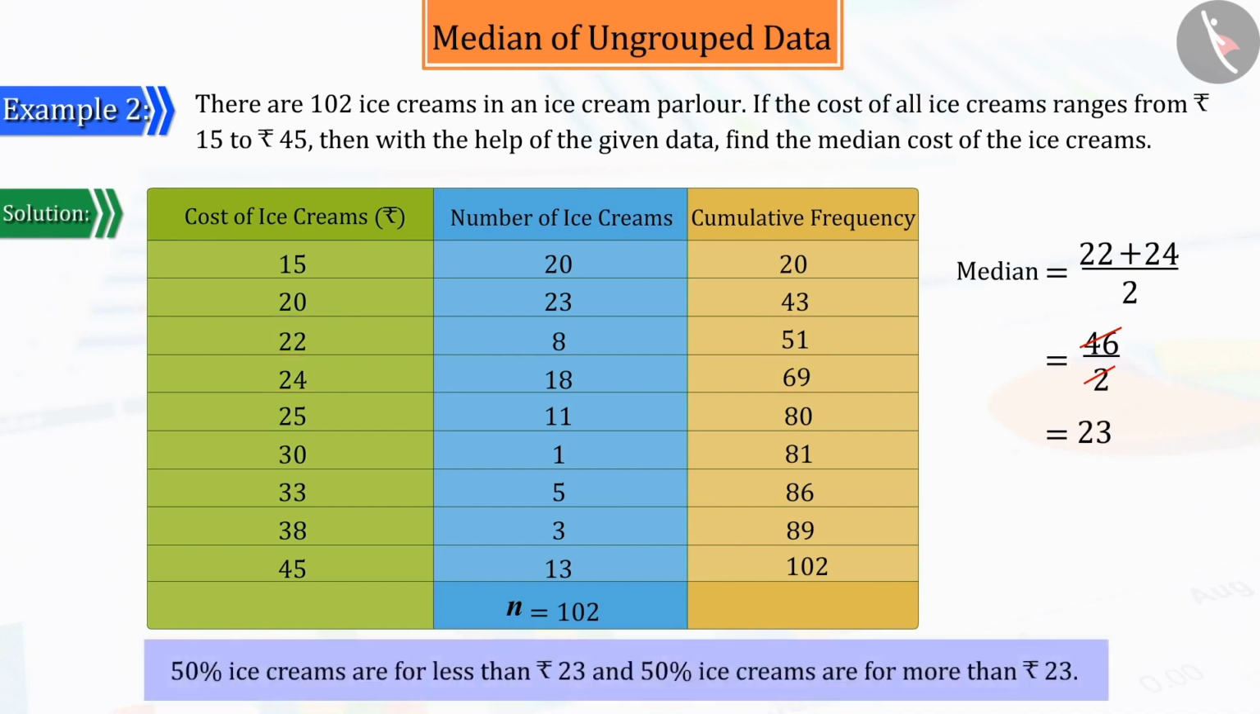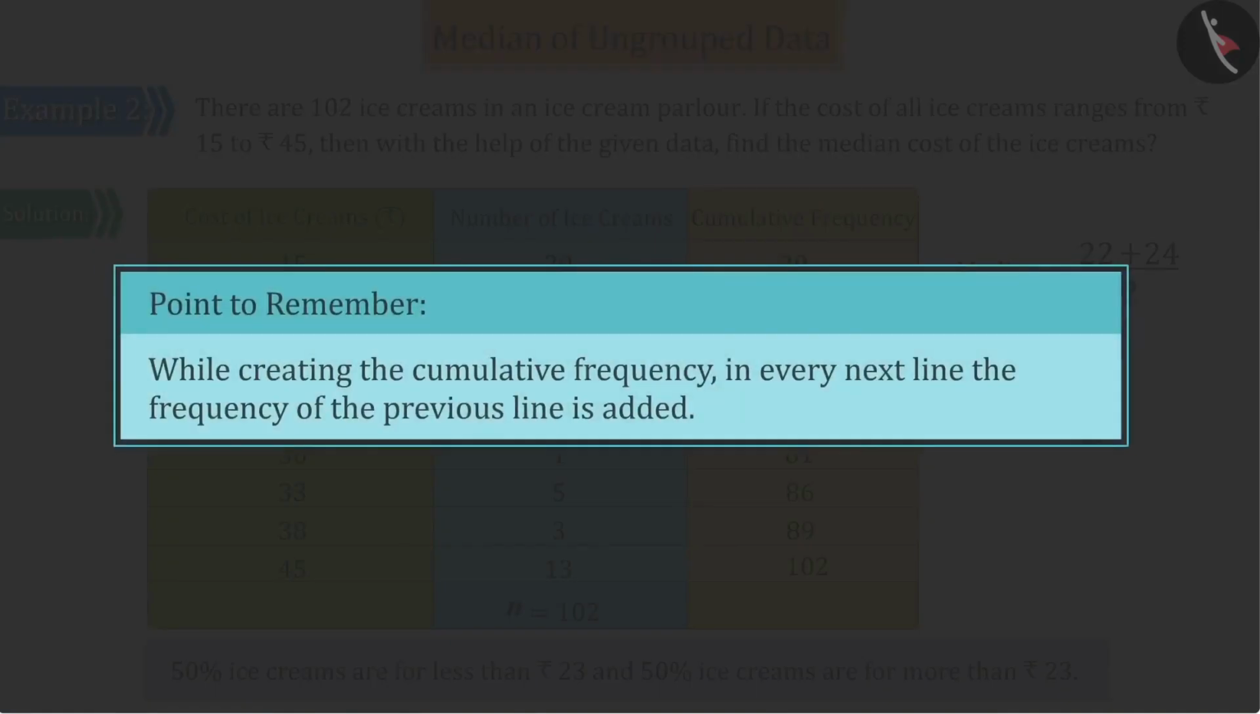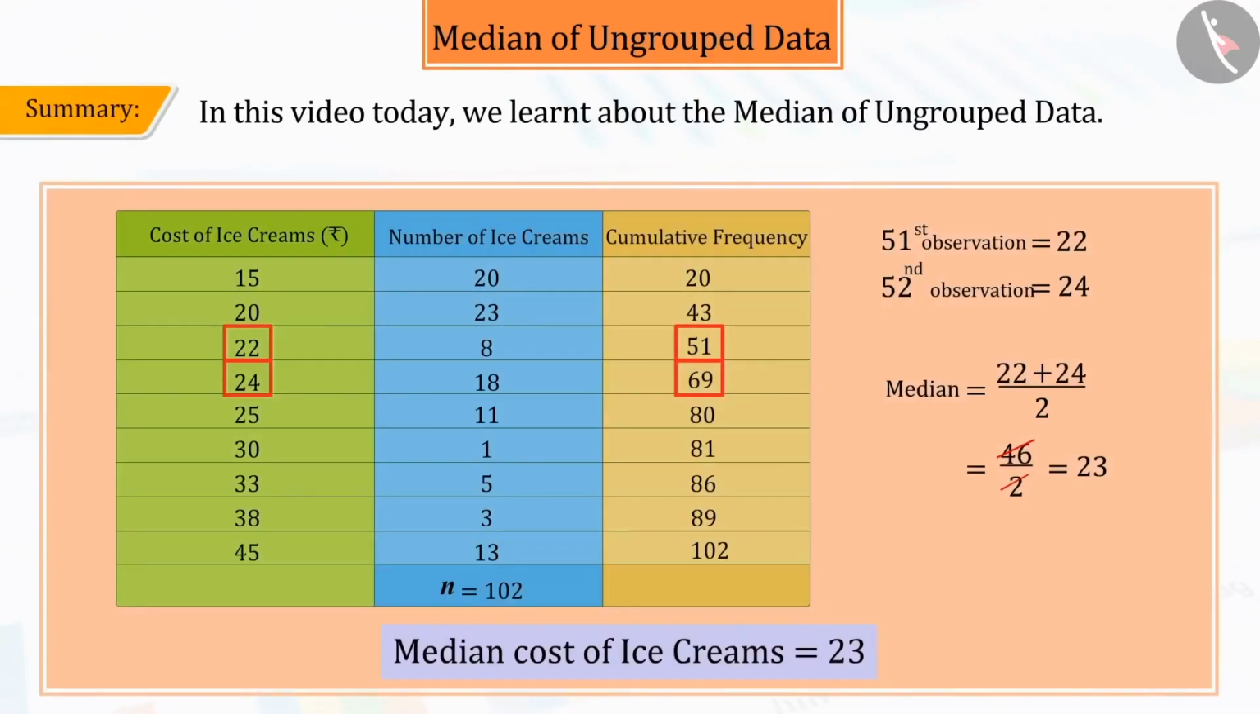Therefore, we can say that almost 50% of ice creams cost less than 23 rupees and the remaining 50% cost more than 23 rupees. Remember that while creating the cumulative frequency, in every next line, the frequency of the previous line is added. In this video today, we learned about the median of ungrouped data. In the next video, we will learn to find the median of grouped data.